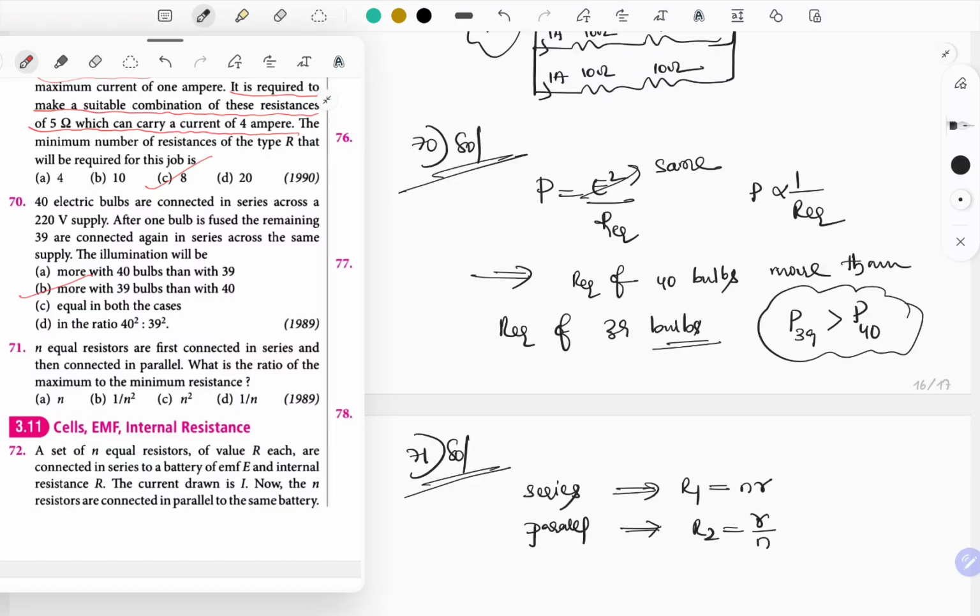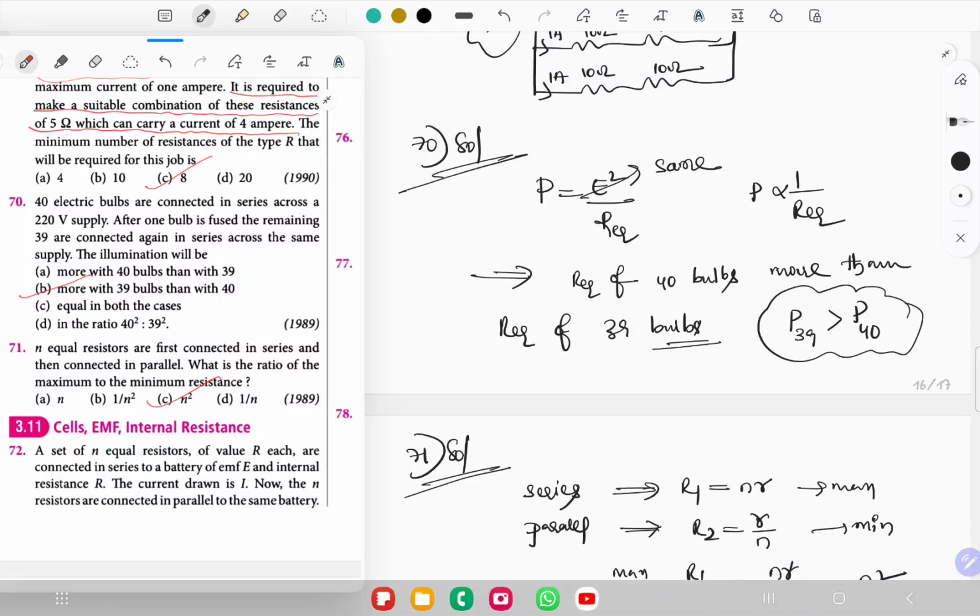So they're asking maximum to minimum. So this is the maximum possibility and this is minimum. The ratio of maximum to minimum is nothing but R1 by R2, series by parallel. In series resistance increases and in parallel resistance decreases. It's going to be NR by R by N. R will get cancelled. You are going to get N square. Which option? Option C is the correct answer for question number 71.